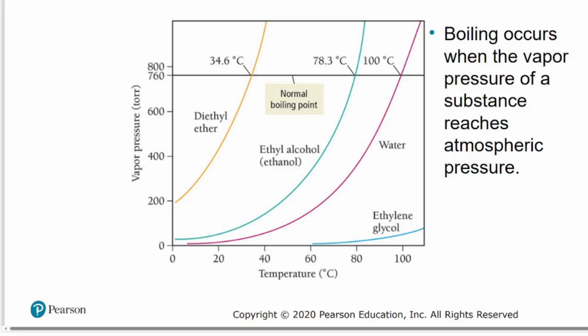The diethyl ether, we see that as we increase the temperature, the vapor pressure increases. There are weaker intermolecular interactions here, and we have a normal boiling point of 34.6 degrees C. For ethyl alcohol, the intermolecular interactions are slightly stronger, but we still observe a temperature-dependent increase in vapor pressure versus temperature. We have a normal boiling point of 78.3 degrees C.